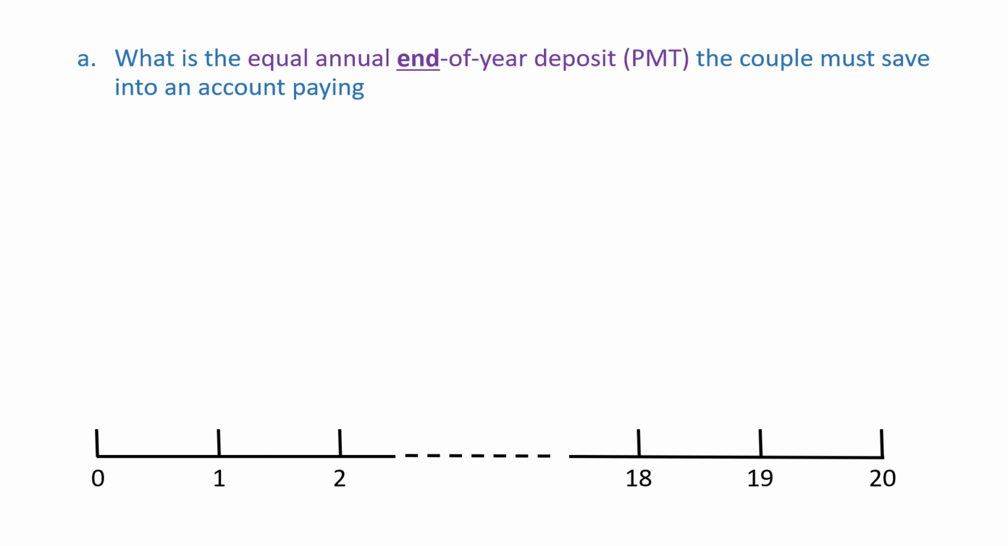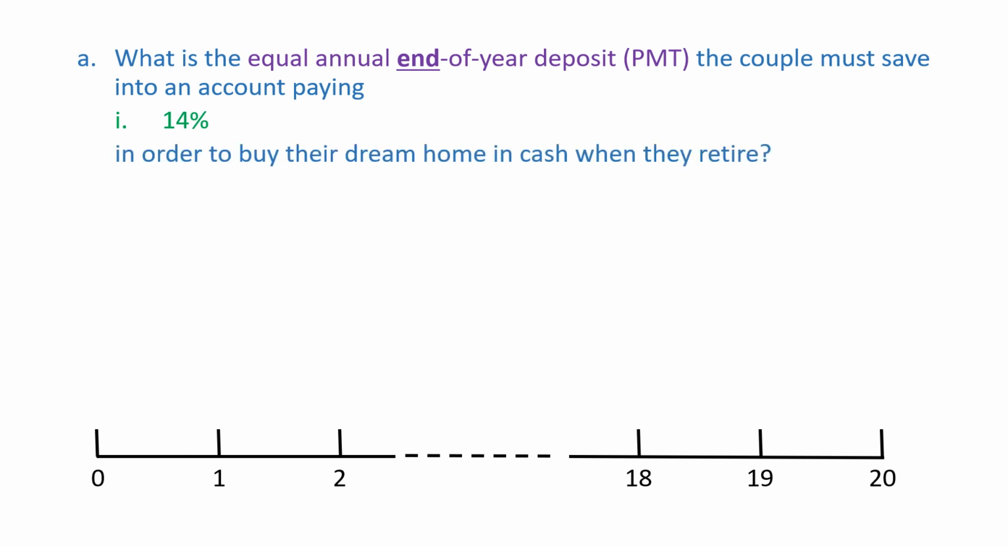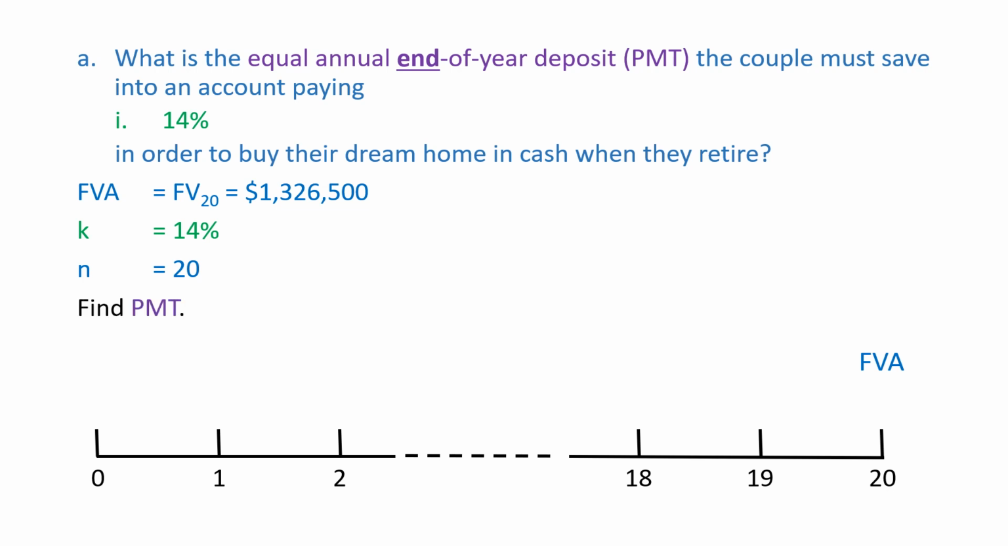What is the equal annual end-of-year deposit the couple must save in an account paying 14% in order to buy their dream house in cash when they retire? FVA equals 1.3 million. K, 14%. N, 20 years. Find PMT. Take note, this is the end of year.